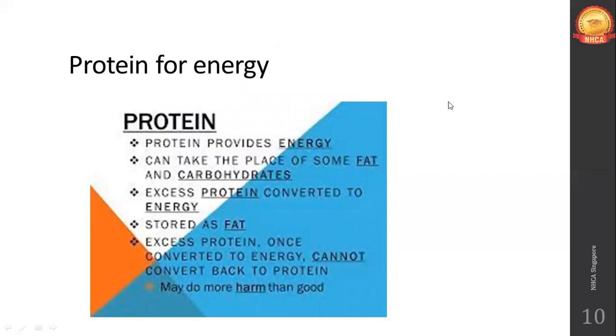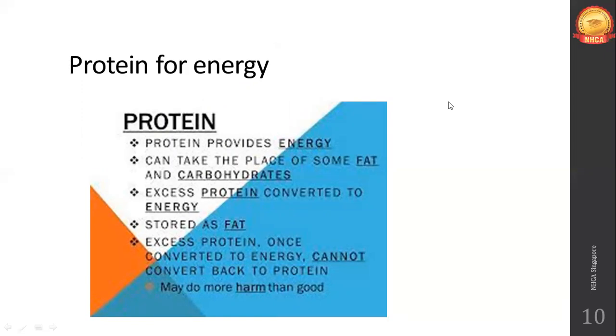Protein for energy. Protein does provide energy, in some situations where you are starving. You are doing some crash diet or fasting for a long period of time, depriving your body of food. What the body does is break down its own protein, the body protein which you have in your muscles. That's the first juncture of protein which will be broken down. Your muscle protein will be broken down, and you will lose your body's lean mass.